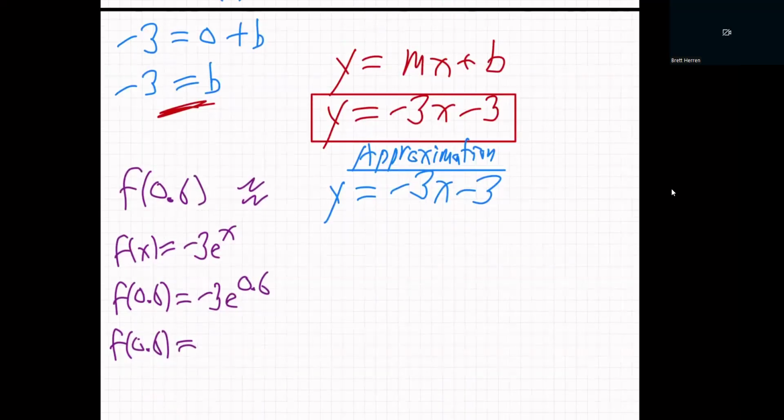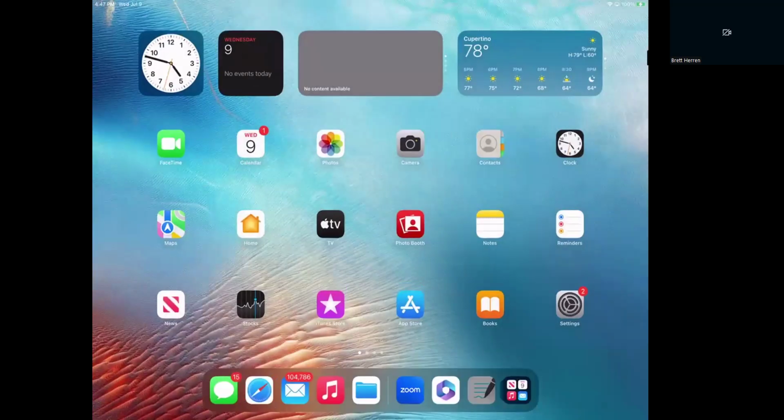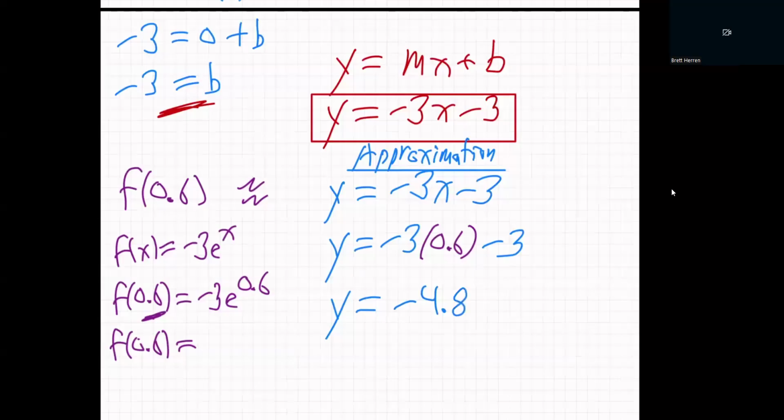So I'm going to come back here and go, okay. Let's just plug 0.6 into that, and we'll get approximately the same thing. Let's go hit the buttons on Desmos. Minus 3 times 0.6, minus 3. What do I get? Minus 4.8. So it came out minus 4.8.